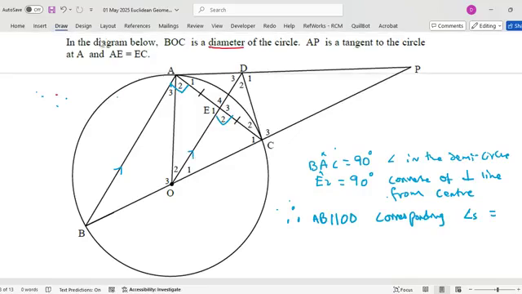Now they are saying we must prove that A, O, C, D. So I must draw a circle around those points. Why? They said it's a cyclic quad. So a cyclic quad is a quadrilateral inside the circle. So now we can do that.